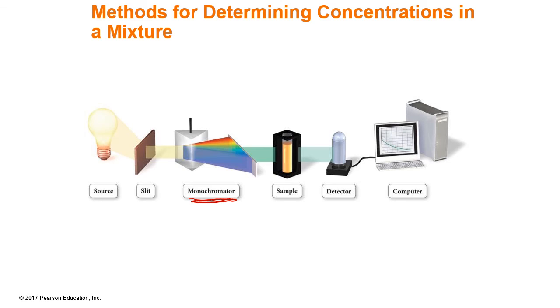We can pass a single wavelength of light through the sample and detect how much is absorbed by the sample at the detector, and monitor that over time. Now, with newer equipment, the detector can detect all of the wavelengths simultaneously, so there's no need for a monochromator, but it does simplify things so that we're looking at one particular wavelength.